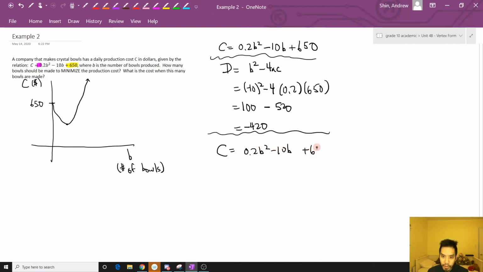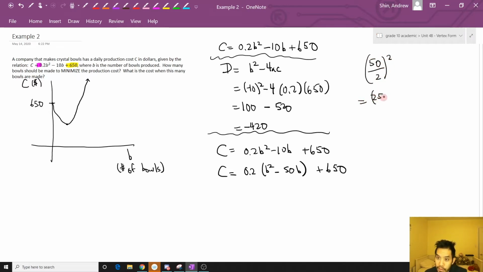Minus 10b plus 650. So we're going to factor out that 0.2 from only the first two terms. We have to divide, so 10 divided by 0.2 is 50b, plus 650. Here we need to make this a perfect square trinomial. In order to do that, we take that middle term, divide by 2 and square it. 50 divided by 2 is 25. When you square that, that becomes 625. So this is the value that we have to add and subtract: 0.2 times b squared minus 50b plus 625 minus 625, and we have this plus 650 on the outside there.